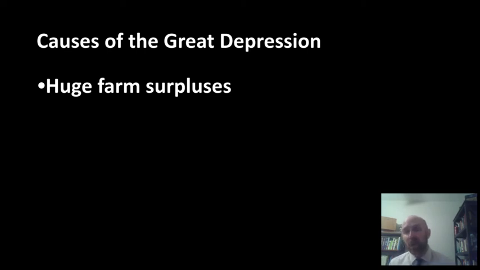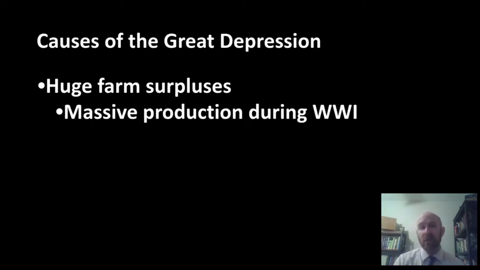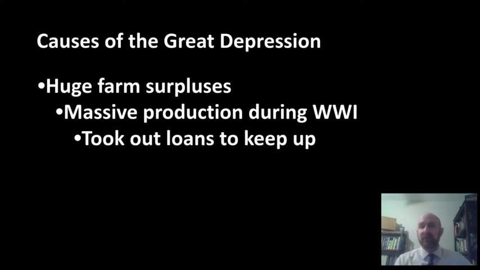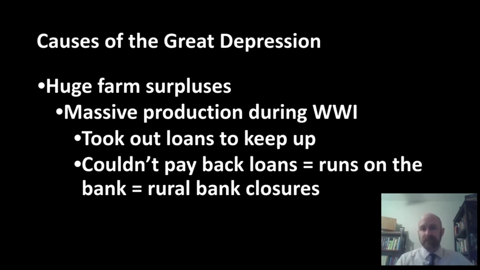And so we're in an interesting situation now where a farmer, a year, two, three years before, was making more money than they could count. When the war ends, they all of a sudden are not making enough money to make the minimum payments on the loans that they had taken out during the war. And so this massive production during World War I artificially inflates demand. Farmers took out loans to keep up and then couldn't pay back those loans.